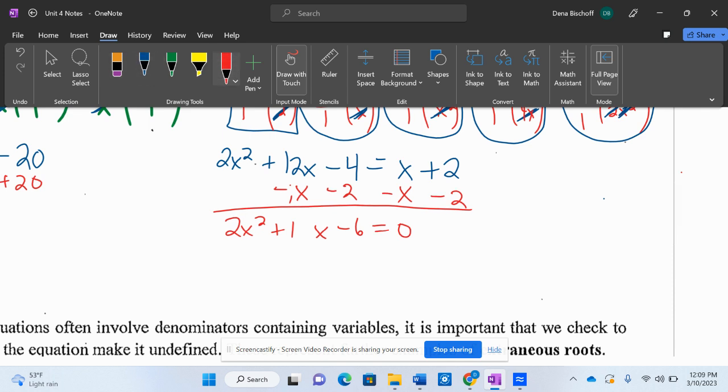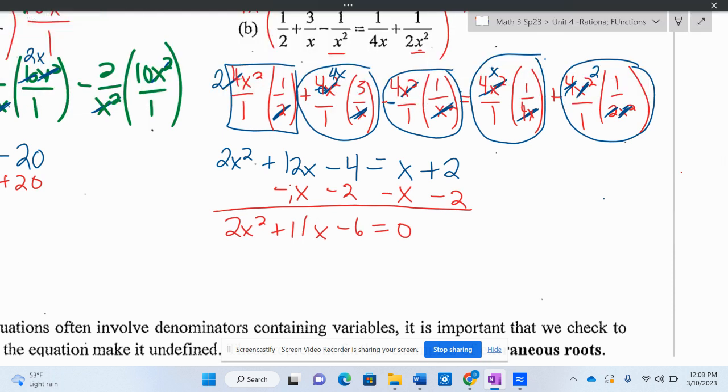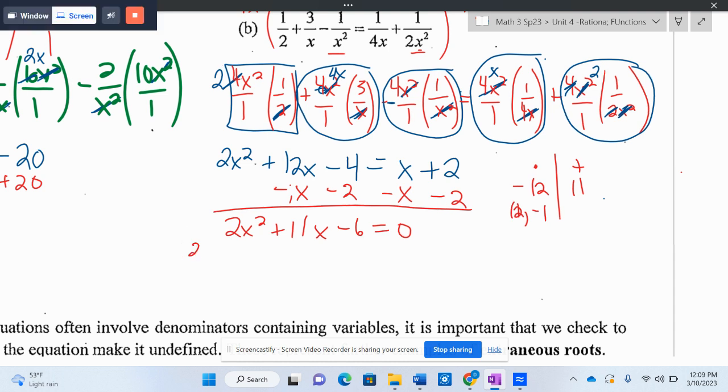Perfect. 11x. Okay, so can we do a times plus chart? Is this factorable? So two numbers that I can multiply together, 2 and negative 6 give me negative 12 and add to positive 11. My factors are, how about positive 12 and negative 1? Perfect. So we are going to factor this by grouping.